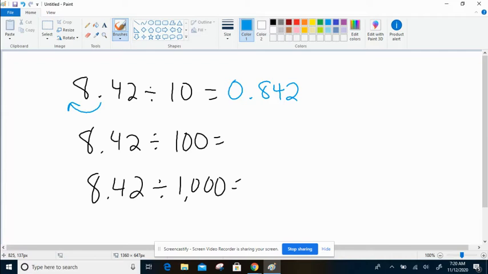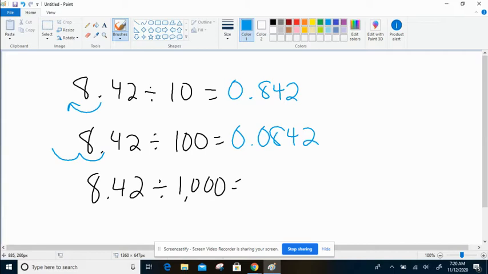How many times would we swoop the decimal to the left if we're dividing by 100? Well, it's like dividing by 10 again. You notice there's nothing out there in front. So we're going to have to put one of those placeholder zeros there. All right, so we end up with 842 ten thousandths, which we don't really know about in 5th grade, but it works the same anyway.